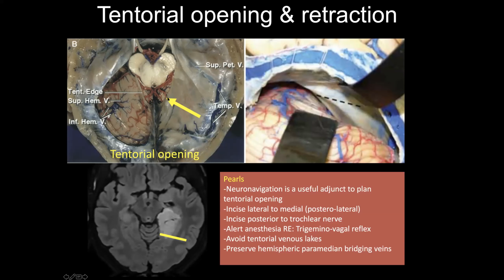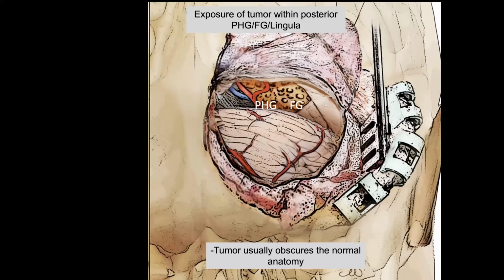Why? You want to absolutely be free of the trochlear nerve as it enters the leaflets of the tentorium. A general rule of thumb is that if your tentorial opening at the free edge of the tentorium is behind the tectum of the midbrain, you're free of the trochlear nerve. And neuronavigation is very useful for this stage to ensure good positioning of your tentorial opening.